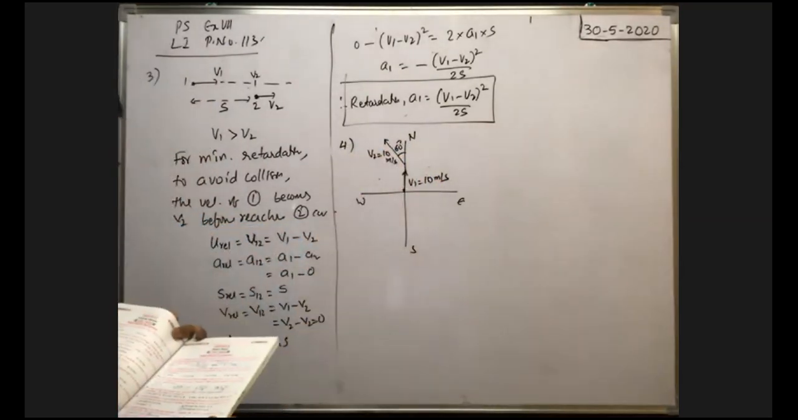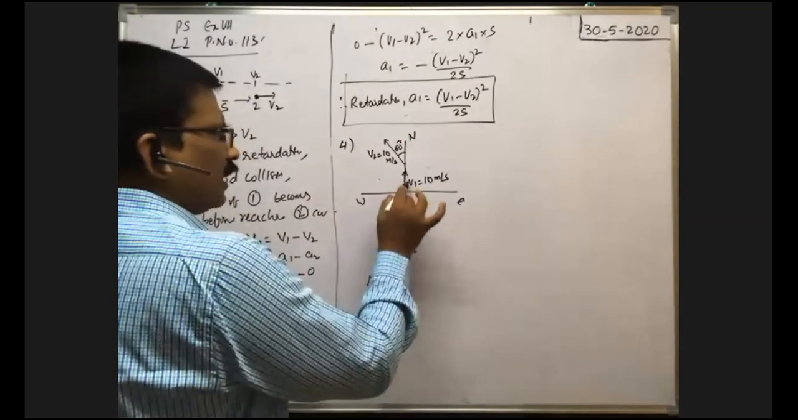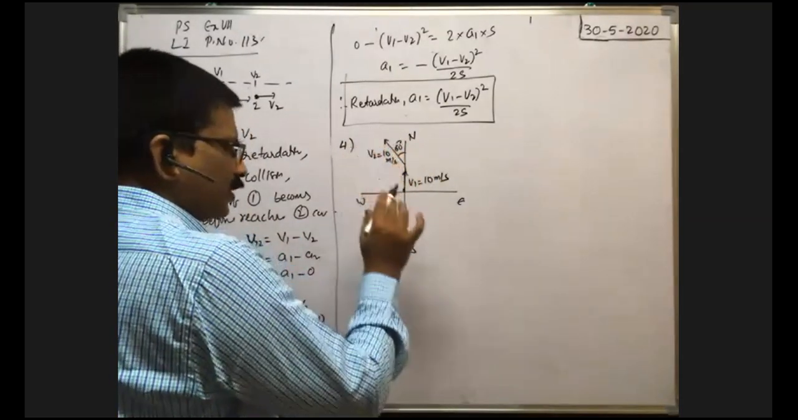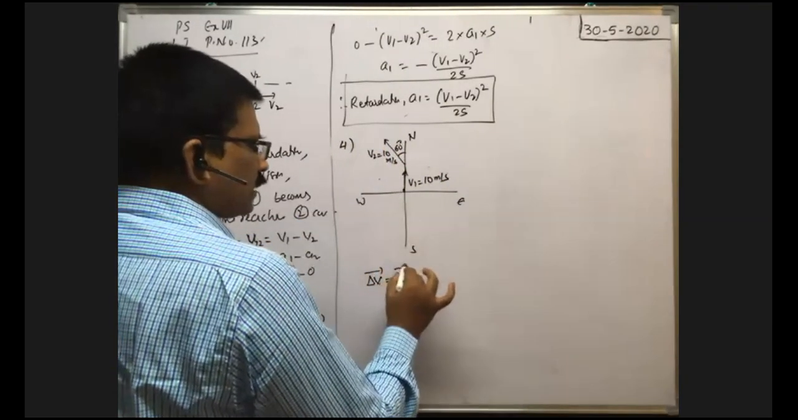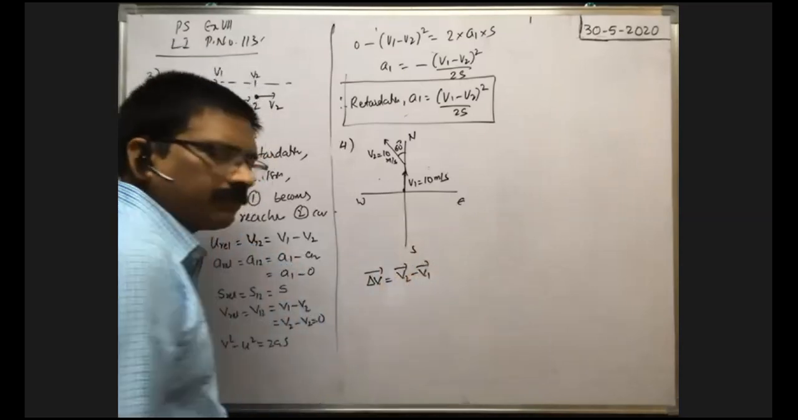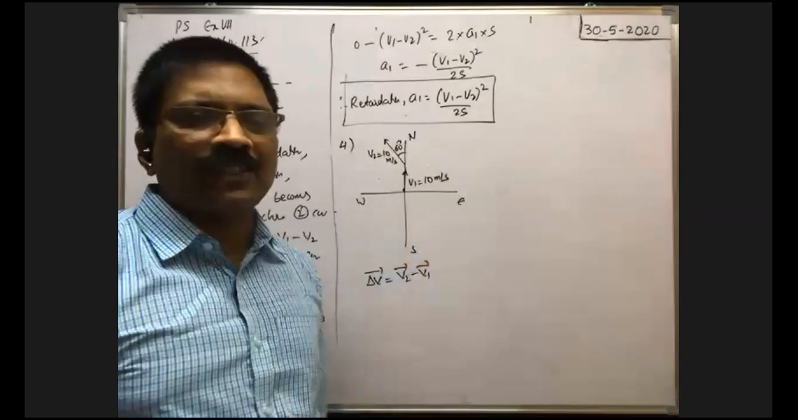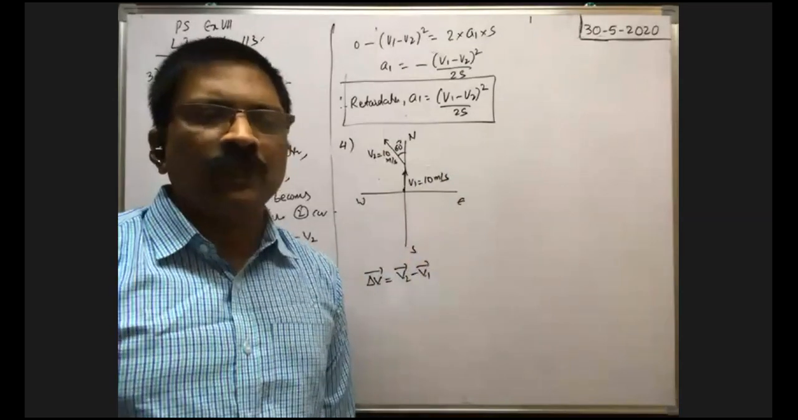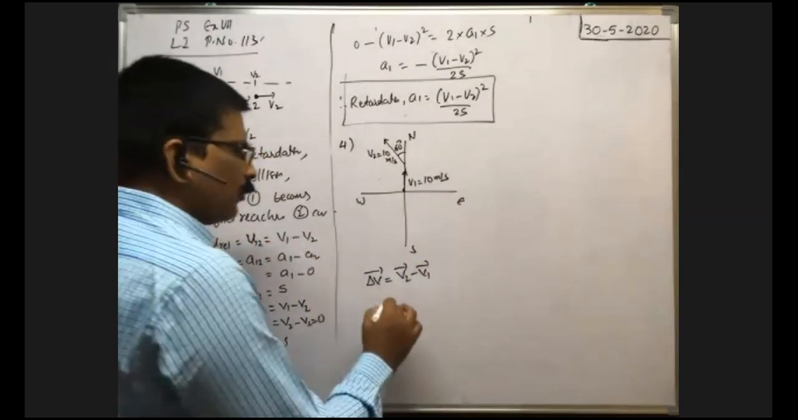What is the change in velocity? As the initial velocity and final velocity are in different directions, you write in vector form. Change in velocity is equal to final velocity minus initial velocity. It is the general formula. To find the change in velocity you write V2 bar minus V1 bar, now in vector form.